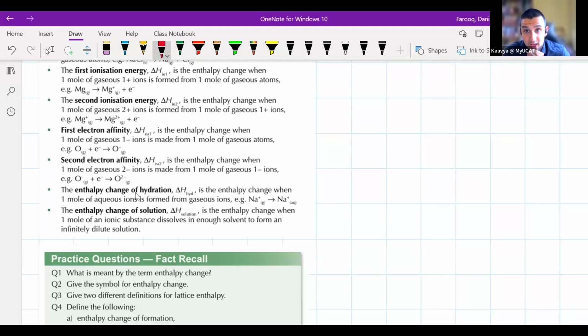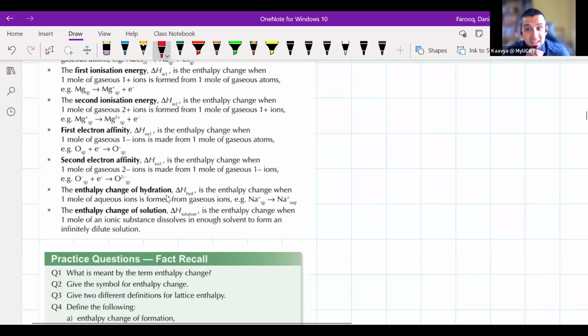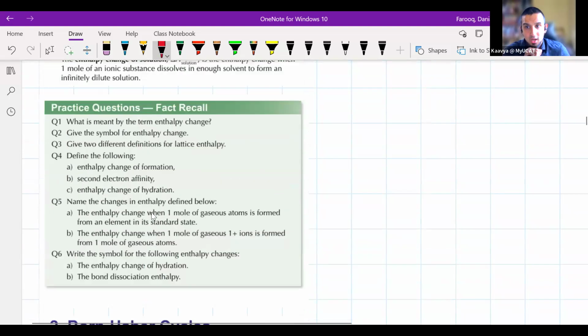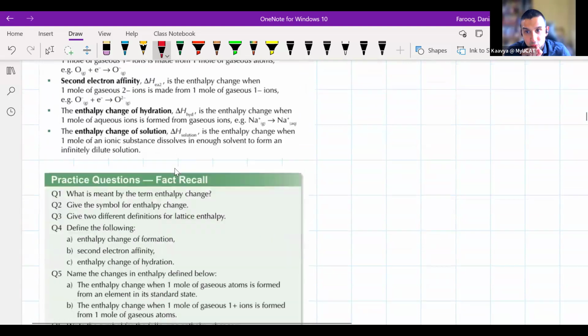And then enthalpy change of hydration is the enthalpy change when 1 mole of aqueous ions is formed from 1 mole of gaseous ions. So you're just going from gaseous to aqueous. So all of them, atomization, formation, hydration, is sort of in the name. You just need to know in your head what that word means, and then you can get the definition from that. And then the enthalpy change of solution is essentially where you go from ionic to aqueous, and that's an infinitely dilute solution. So I'll leave these questions for you to do on your own afterwards, but that would essentially be factual recall from the above.